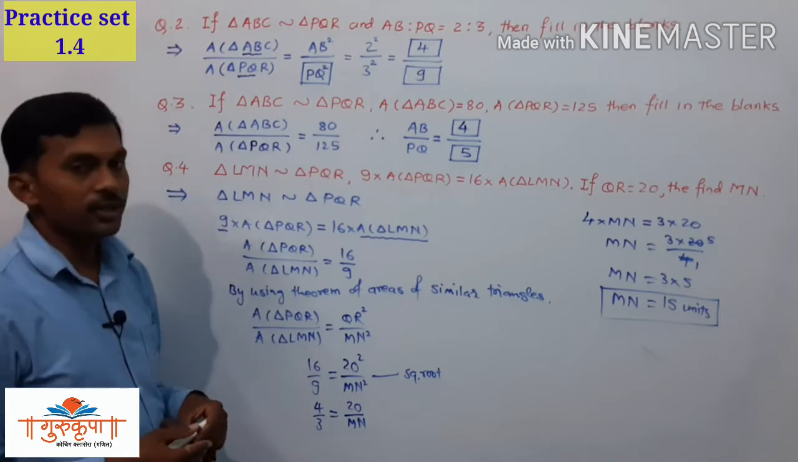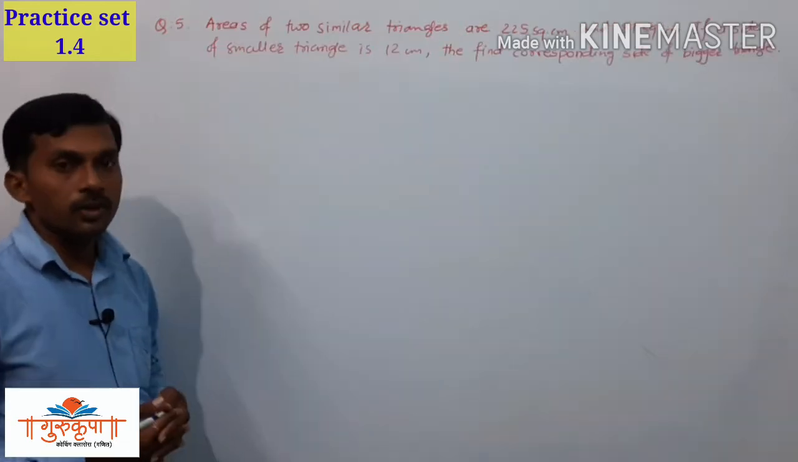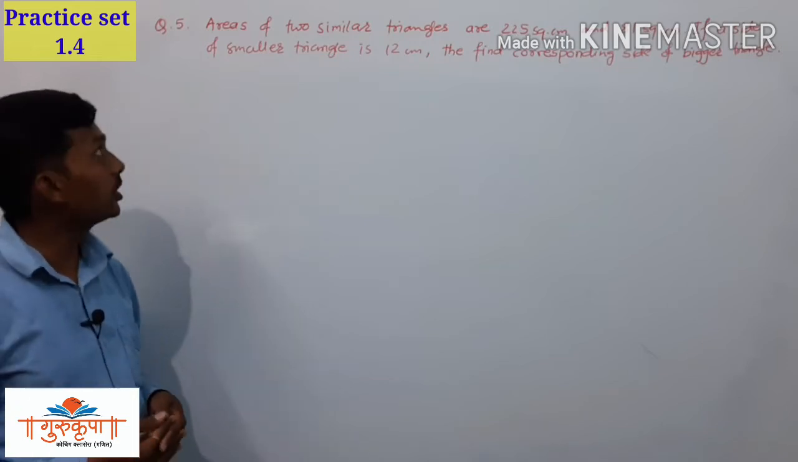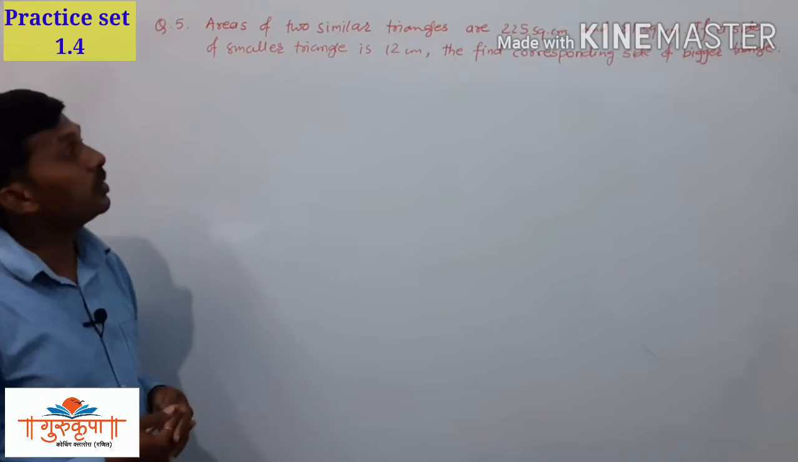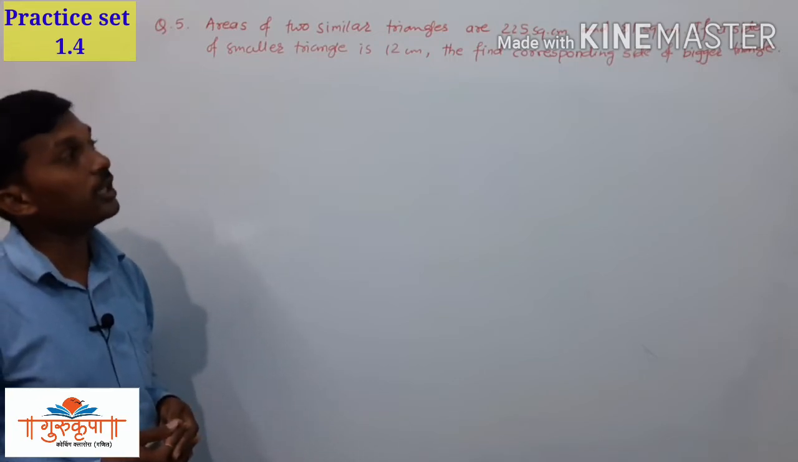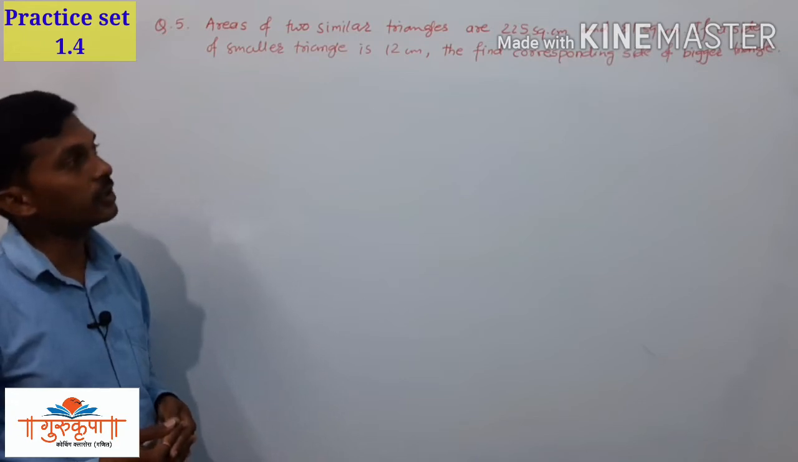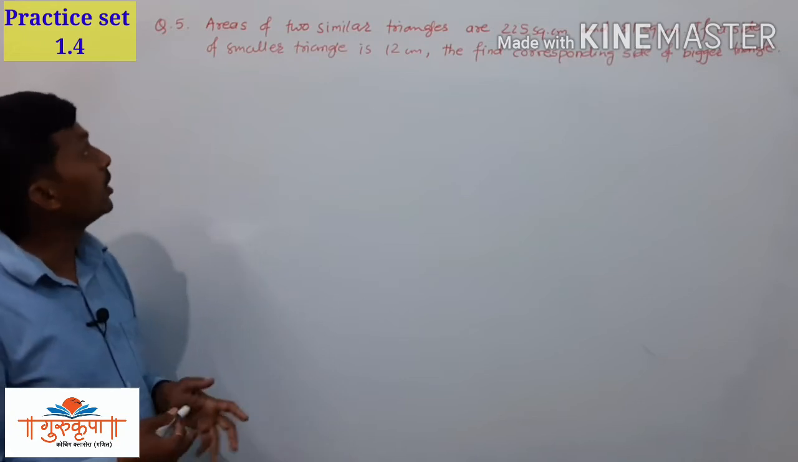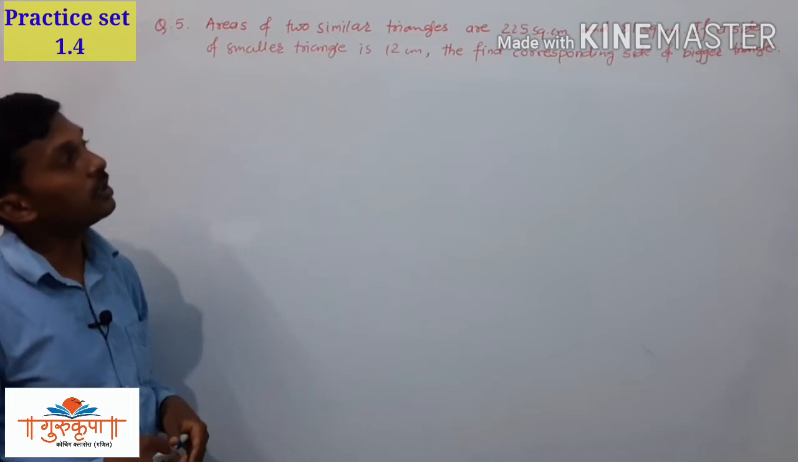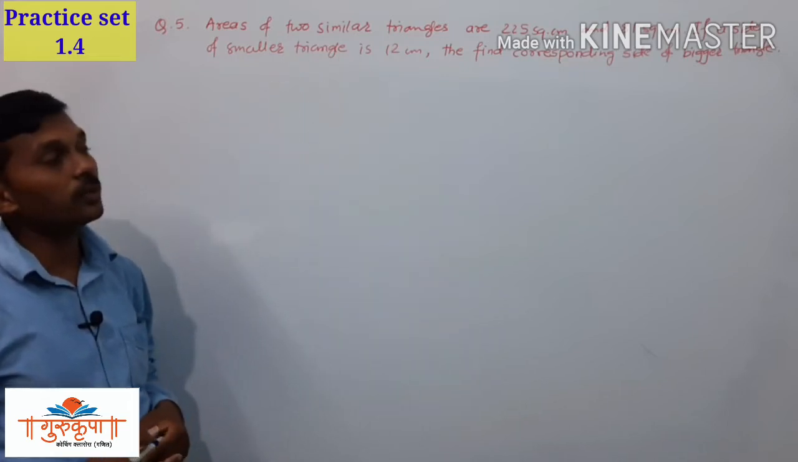Now we will take the next question, that is question number 5 from practice set 1.4. The question is: areas of two similar triangles are 225 square centimeter and 81 square centimeter respectively. If a side of the smaller triangle is 12 centimeter, then find the corresponding side of the bigger triangle.